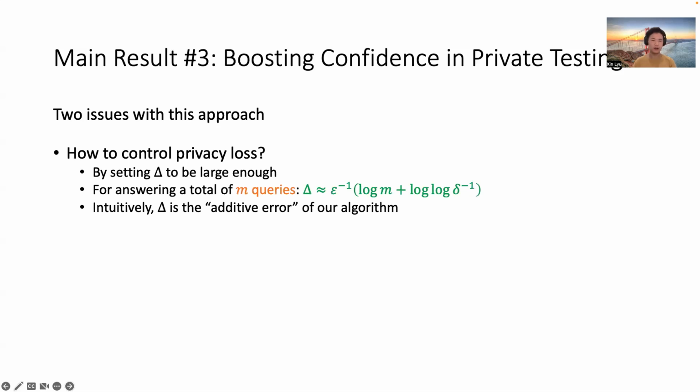Recall that in the sparse vector technique, each time you get an above-threshold result, you need to pay the privacy loss. In our context, each time we switch to run another test, we need to pay the privacy loss. And in our algorithm, recall that we are alternating between f_i less than something and f_i greater than something.